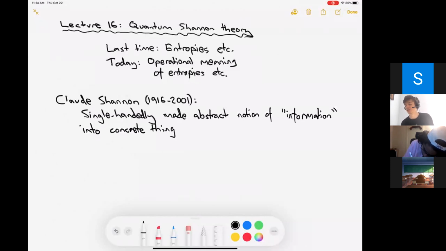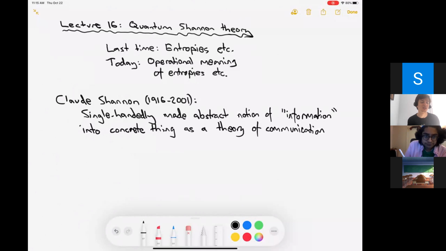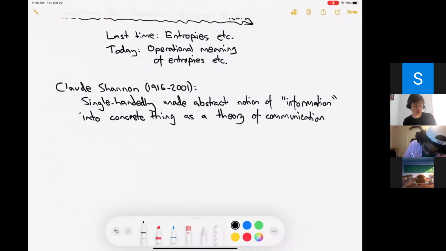And the way he did so is he defined it in terms of communication between two people. To talk about quantifying information, you need to distinguish the state of someone not having information and the state of them having the information. That's the easiest, most practical way to think about it. So you imagine someone sends them a message containing information, and you want to know how much information they got from that.